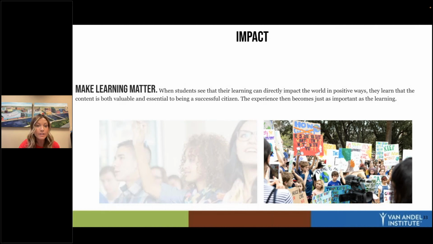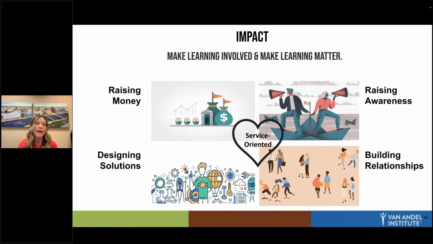And so there are lots of ways to do this. We kind of call these our 4 buckets of impact. By making learning involved and matter, we can raise money, we can raise awareness, we can build relationships, or we can design solutions. And at the heart of all of these is the idea that this is service oriented, right? Helping somebody else out. And that's just a citizen skill that we all need to have. And it's kind of hard to teach unless we are giving them these experiences.